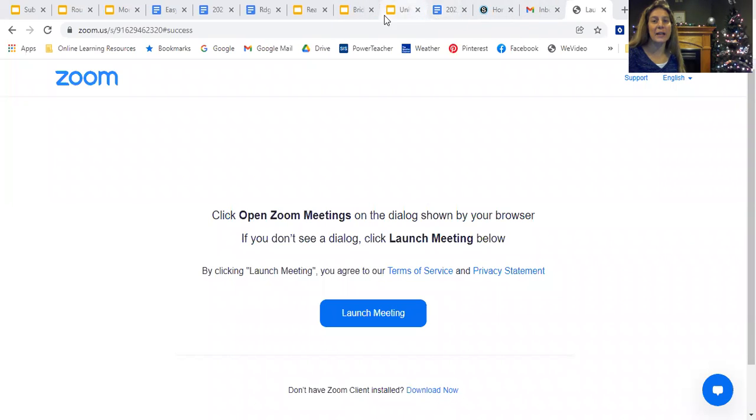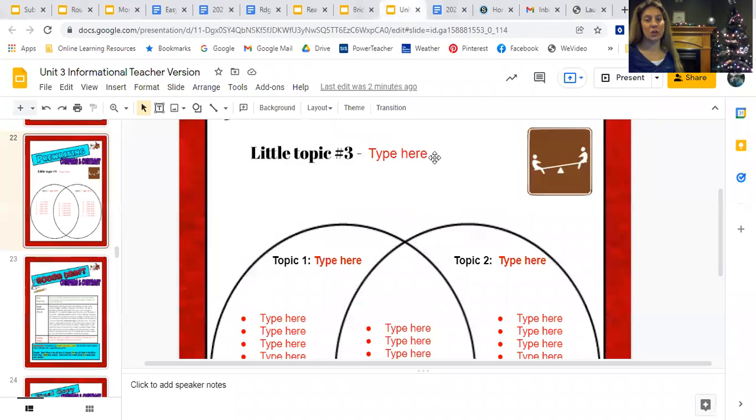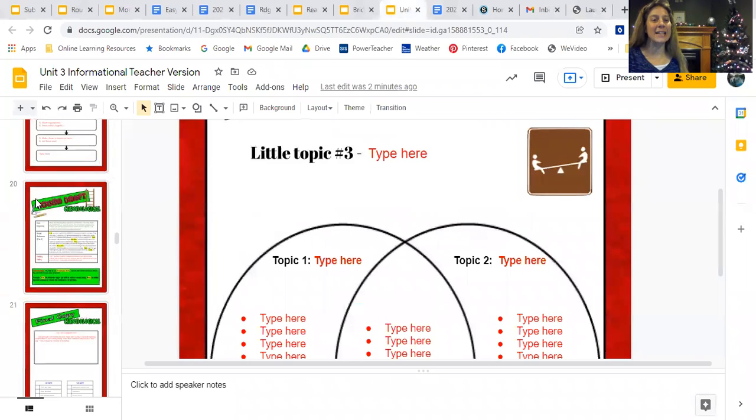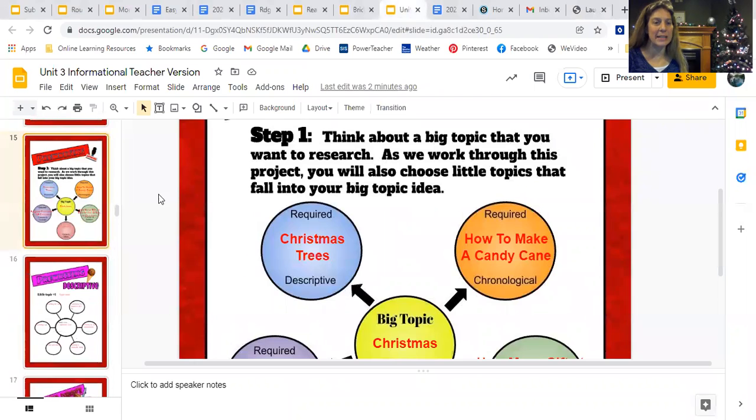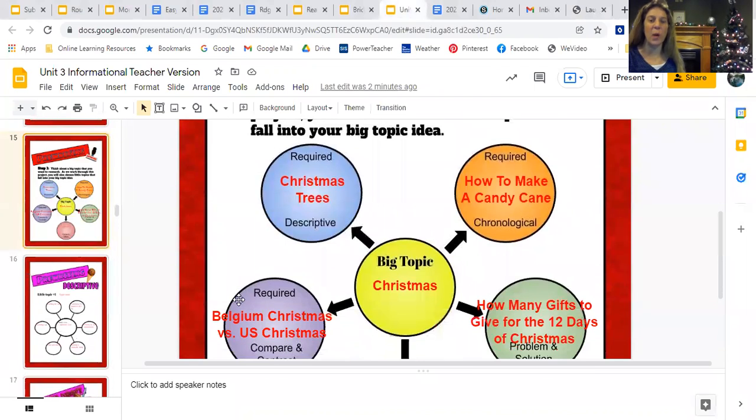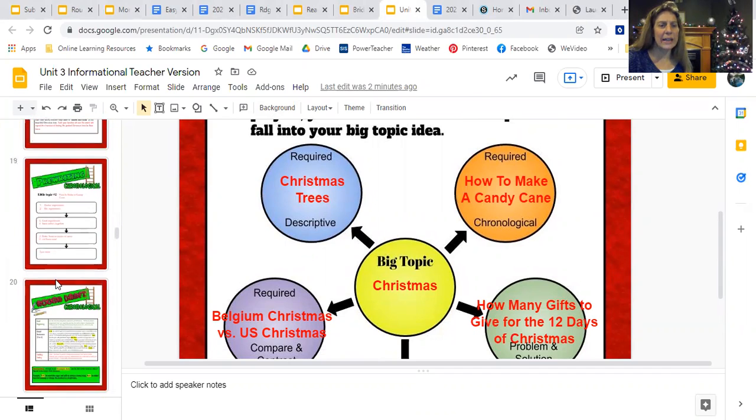So I'm going to show you how I think about that like a seesaw today as I plan for my compare and contrast in my sprinkles journal. So first of all, I'm going to think about what my topic is that I was already planning. So I'm going back to my slide 15 and it's my purple one. This is the one where something versus something else. So I was looking at a Belgium Christmas versus a US Christmas. So I'm going to get that in there.